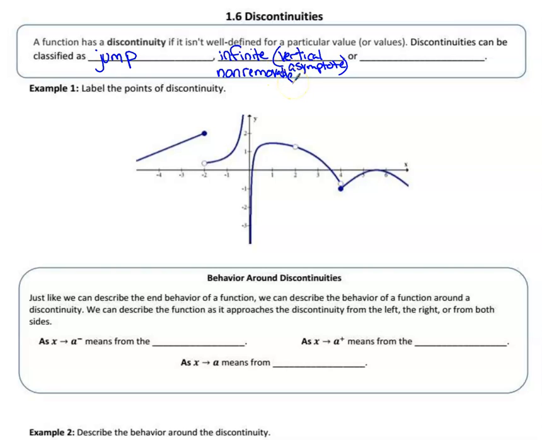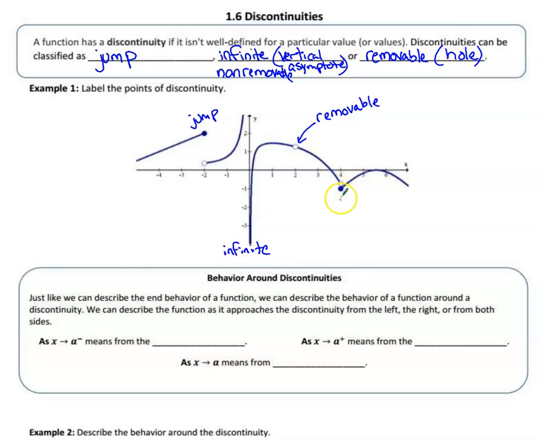Or we could have a removable discontinuity, and a removable discontinuity is when you see a hole in the graph. So this one right here is a removable discontinuity. It means you factored something out and canceled, and it left you a function, but it has a hole, a missing piece there. This at x equals -2 is a jump discontinuity because the graph jumps from one row to the next. And at 0, there is a vertical asymptote, so this is an infinite discontinuity.